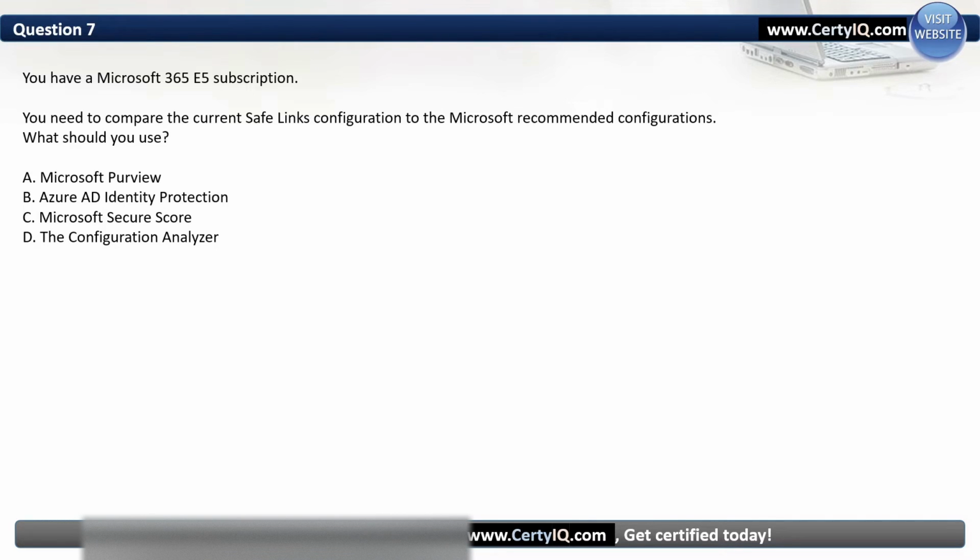Question 7. You have a Microsoft 365 E5 subscription. You need to compare the current Safe Links configuration to the Microsoft recommended configurations. What should you use? The correct option is D. The configuration analyzer.